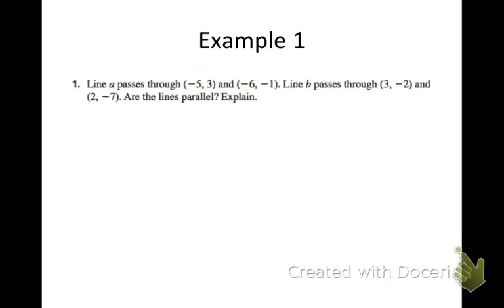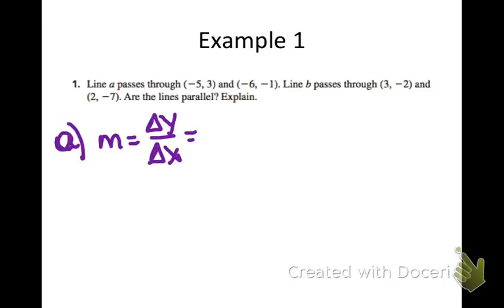In example 1, line A passes through (-5, 3) and (-6, -1). Line B passes through (3, -2) and (2, -7). Are the lines parallel? Well, you'll have to do a few calculations. One, you'll have to calculate the slope of both lines. So for line A, the slope equals, remember, the change in y over the change in x.